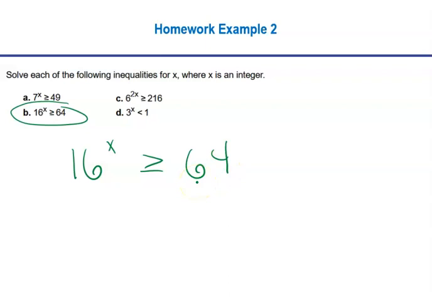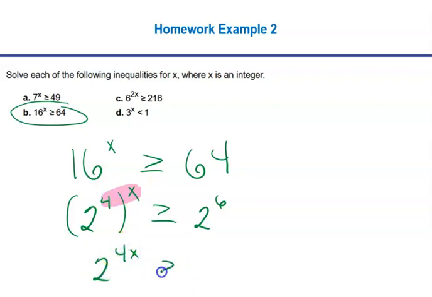So I can't write 64 as 16 to some power, but I can write 16 as 2 to the 4th, raised to the x. And I can write 64 as 2 to the 6th. Now, you know when you have a power to a power, you multiply. So this is 2 to the 4x is greater than or equal to 2 to the 6th.